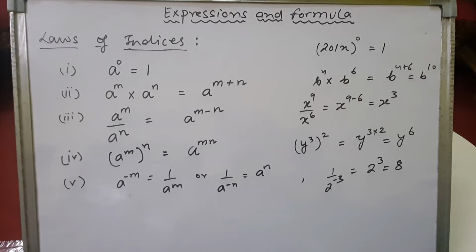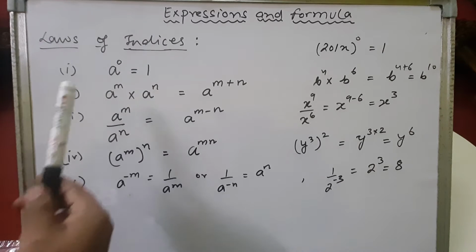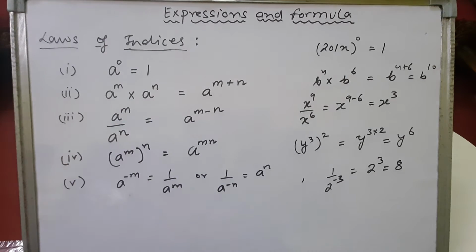So whenever you see power 0, don't see the base. So this a will be the base and 0 will be the exponent or the power or the indices. Alright. First law understood.